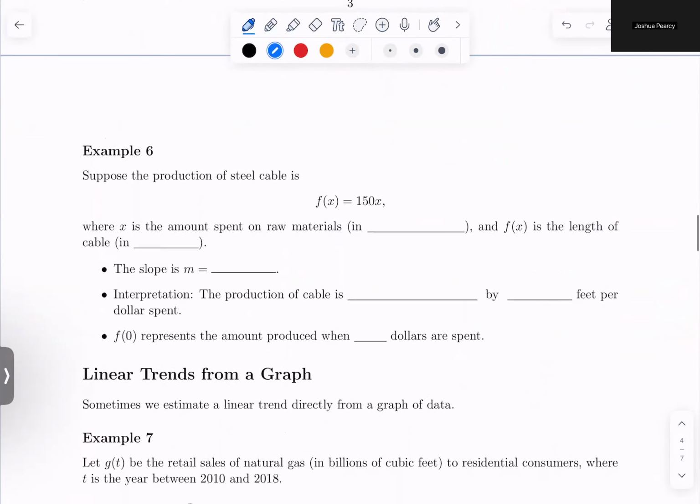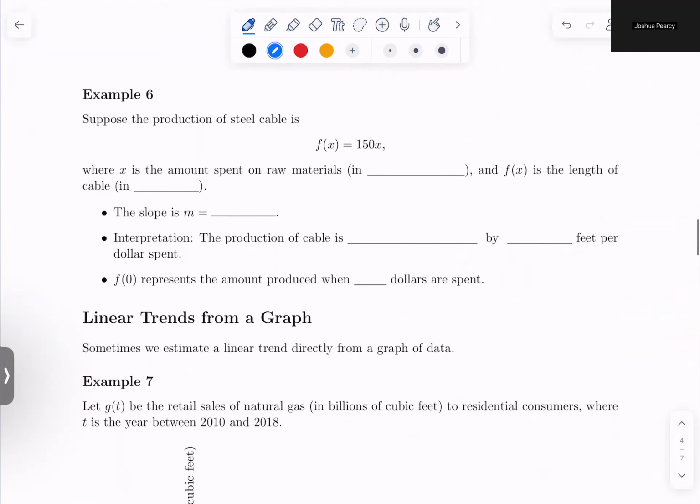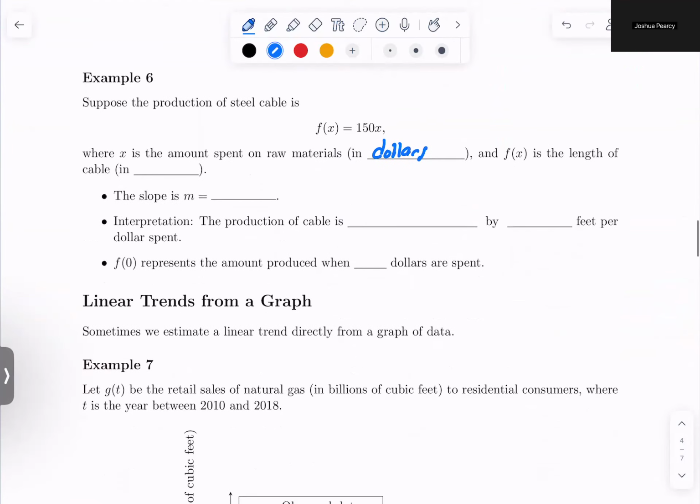So let's go to another example where we're looking at the slope. So suppose the production of steel cable is given by this formula here, where x is the amount spent on raw materials. And usually when we're talking about cost, it's going to be measured in dollars. And f of x is the length of the cable, and this is going to be measured in feet.